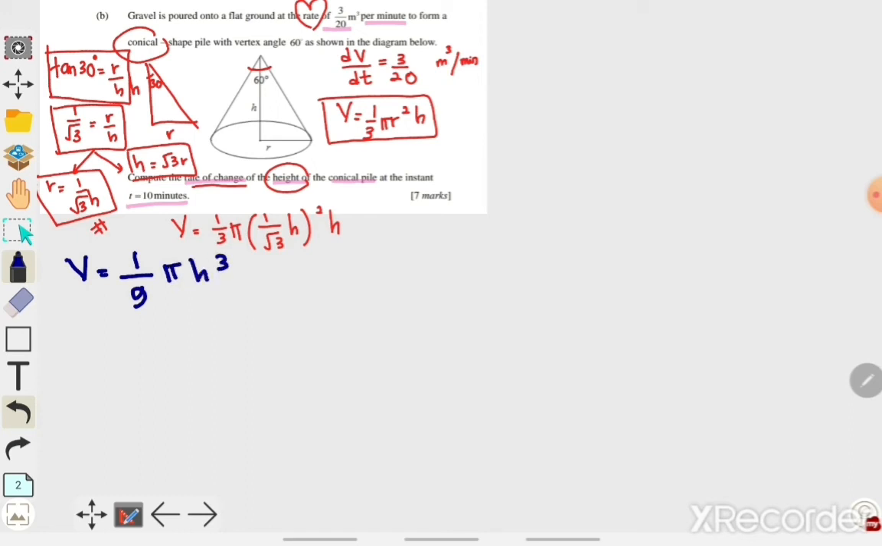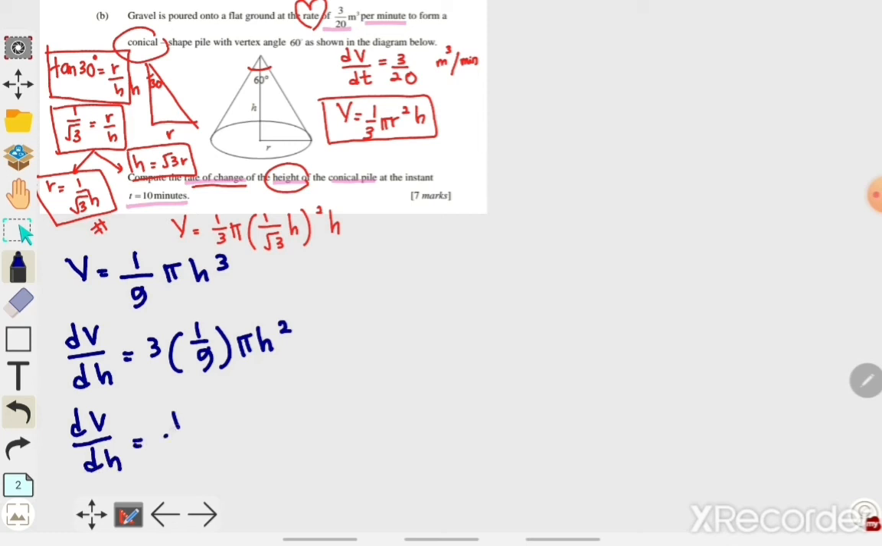Let's differentiate v in terms of h. So we have dv dh equals 3 times 1 over 9, next you have pi h square. So we have dv over dh equals 1 over 3 pi h square.